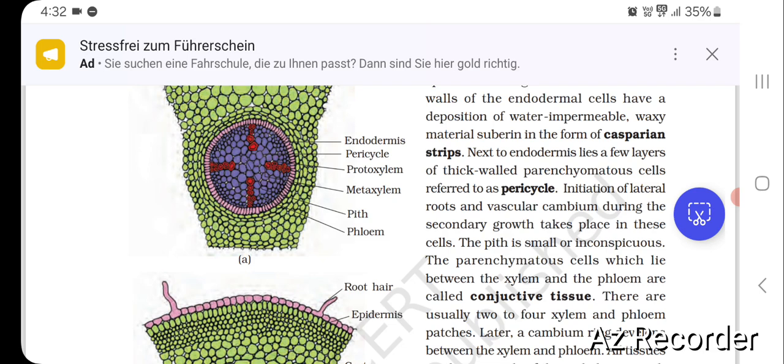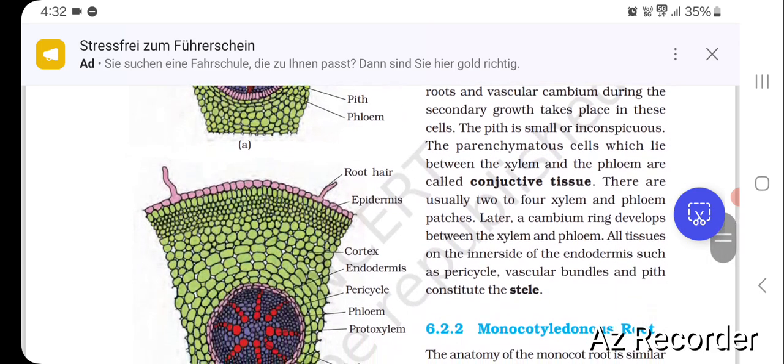The pith is small or inconspicuous. The parenchymatous cells which lie between the xylem and the phloem are called conjunctive tissue. There are usually 2 to 4 xylem and phloem patches. Later, a cambium ring develops between the xylem and phloem. All tissues on the inner side of the endodermis, such as pericycle, vascular bundles, and pith, constitute the stele.